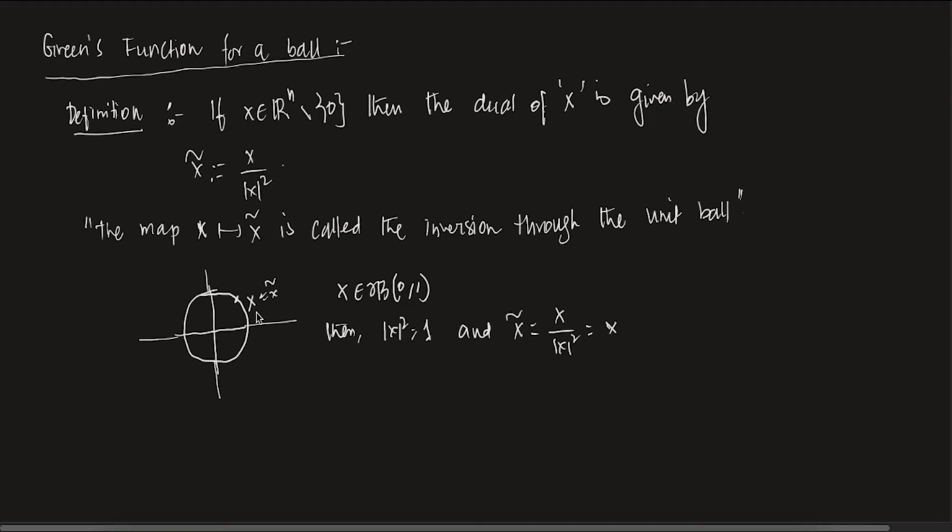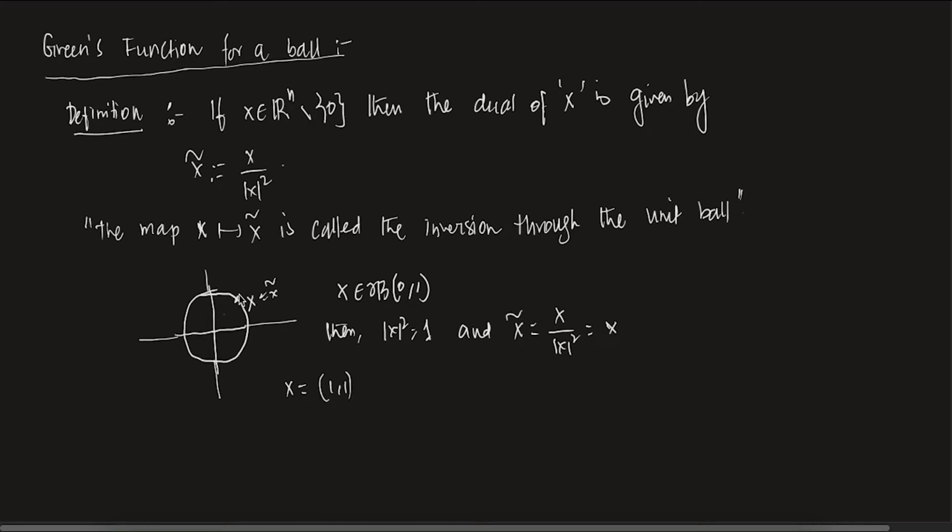Think of this as a kind of mirror, and you are putting a point here. You will get another point on the other side of the mirror. But if you are taking a point on the mirror itself, on the boundary, x is equal to x tilde. Now, for example, let's take 1 1.